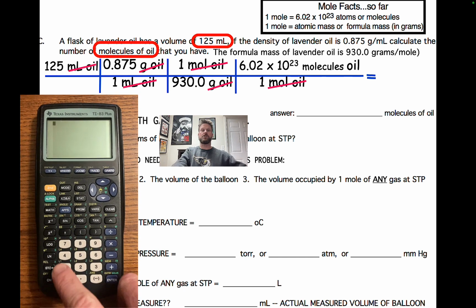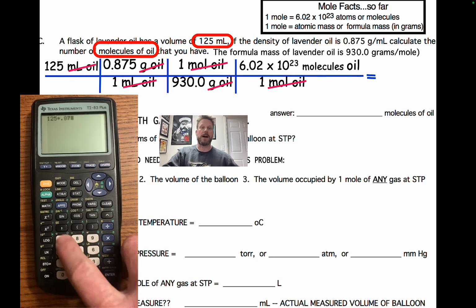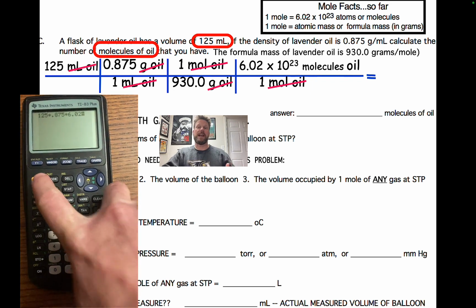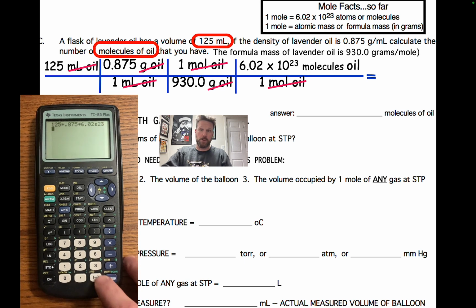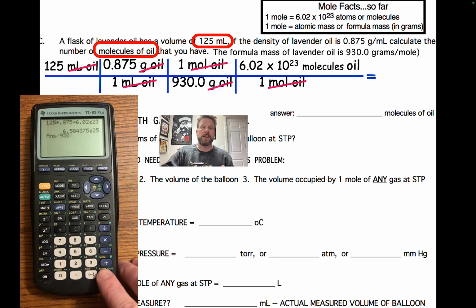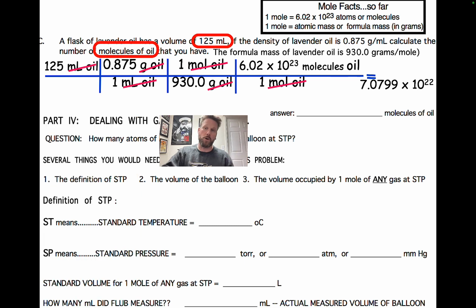To perform this calculation, multiply the numbers on the top of the train track together and divide by the numbers on the bottom of the train track. In this case, we need to multiply 125 times 0.875 times 6.02 times 10 to the 23rd, and then divide by 930. This will give us 7.0799 times 10 to the 22nd molecules of lavender oil. The number given to us in the problem has 3 significant figures, so the answer can only have 3 sig figs. The correct answer to this problem is 7.08 times 10 to the 22nd molecules of lavender oil.